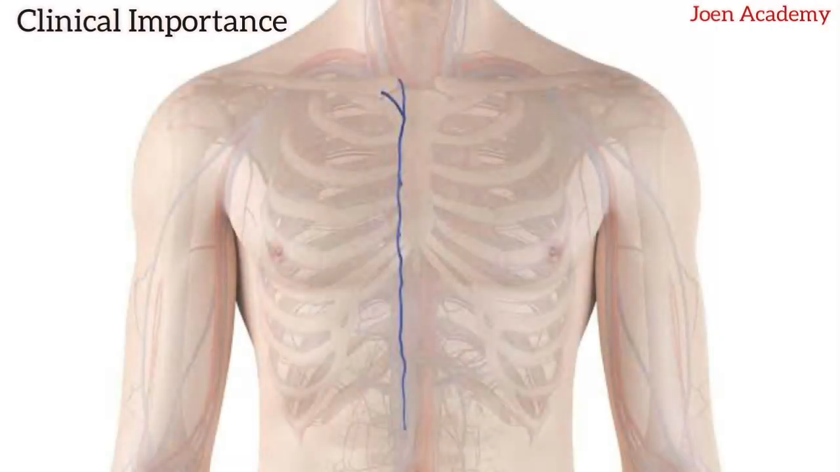Let's have a look at the clinical importance of the azygos vein. One of the clinical relevances of this vein is laceration, or we can call it the rupture of the azygos vein. This vein may be ruptured in a blunt trauma to the thorax, which can happen in a car accident or as a result of a fall from a height. Laceration of this vein usually occurs at the arch, just proximal to where it joins the superior vena cava.